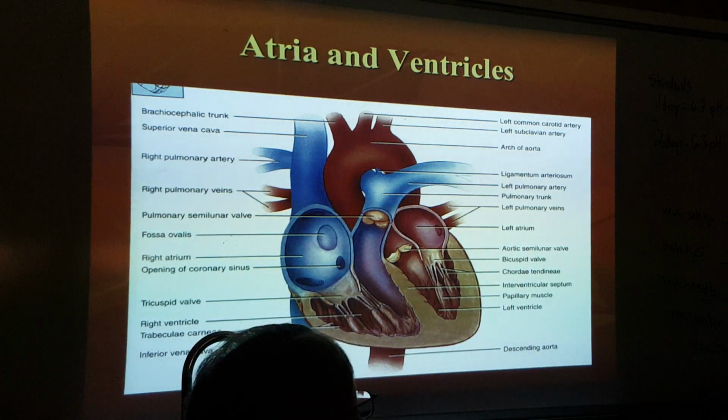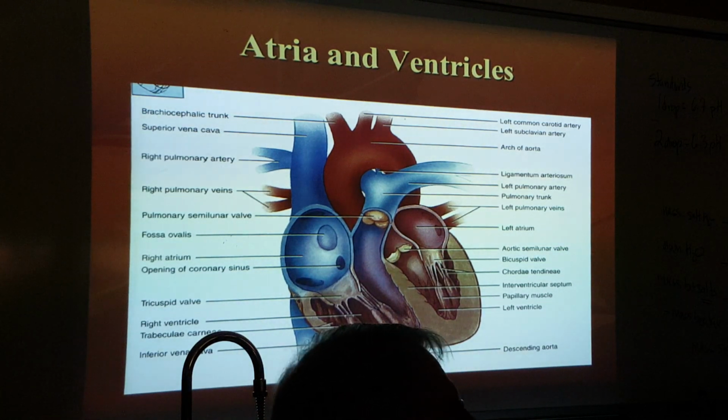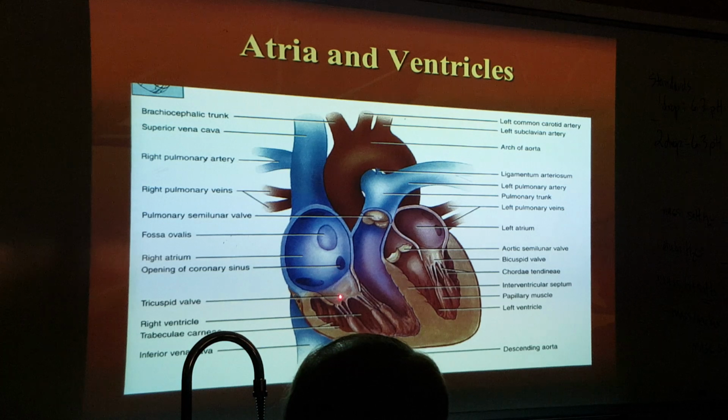And so when the heart contracts, these papillary muscles contract as well, pulling down on the chordae tendineae, which pulls down on the cusps, puts tension on the cusps of the valves and prevents them from inverting. And so that's why the AV valves have chordae tendineae in them.